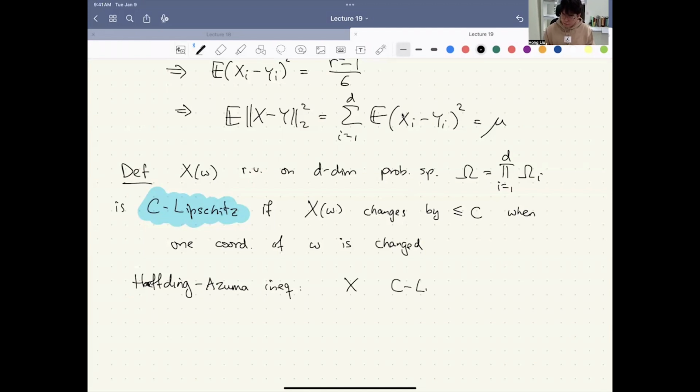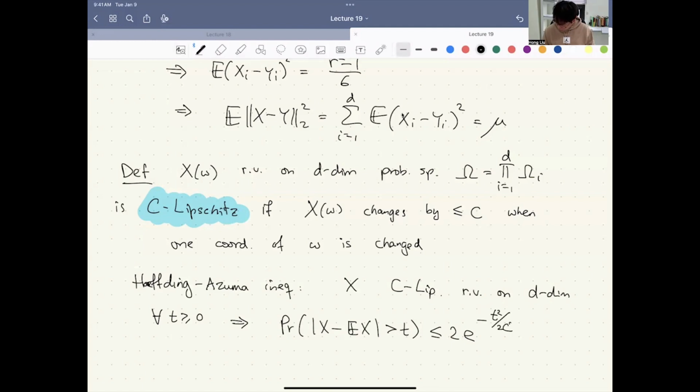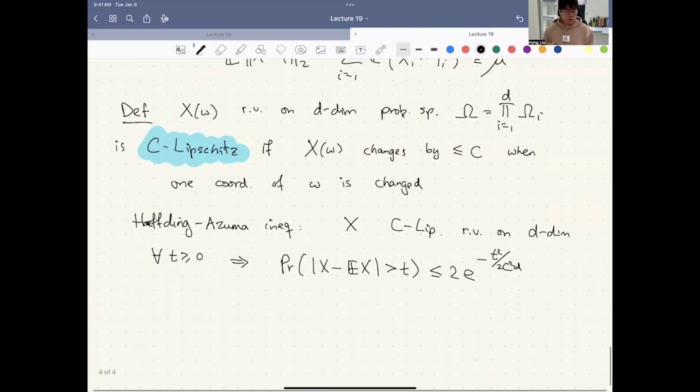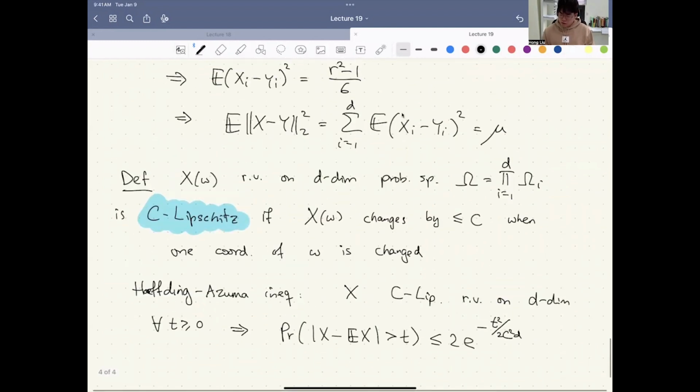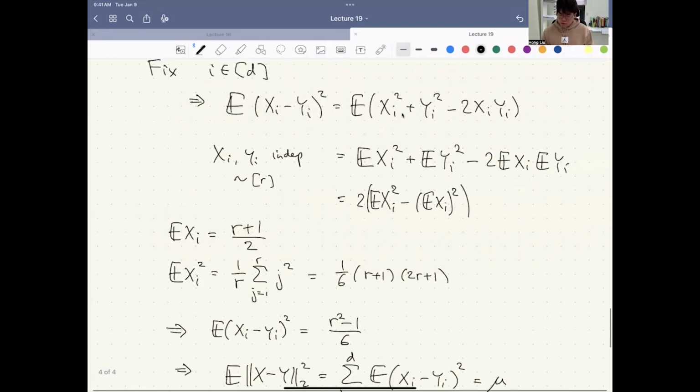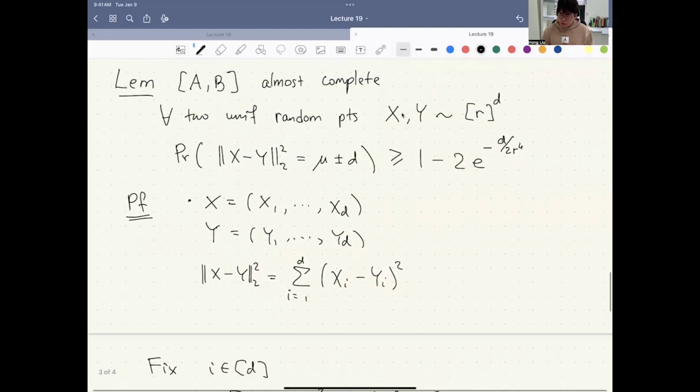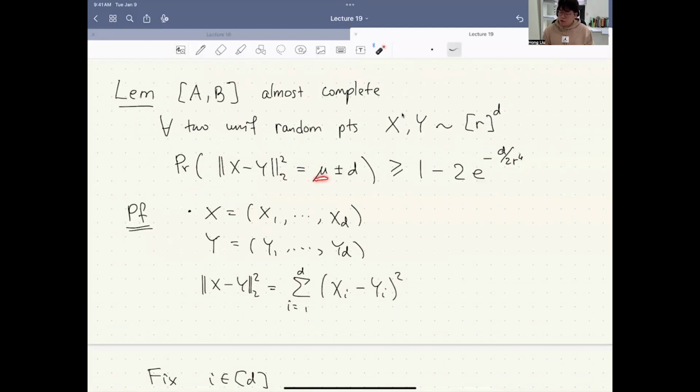So X is a C-Lipschitz random variable on d dimension. Then for any t at least 0, the probability that X deviates away from the expectation by more than t decays exponentially, as exp(-t squared over 2c squared times the dimension d). Now we are done because what we are doing is to bound this random variable, and this is its expectation. This is the deviation. So take t to be d.